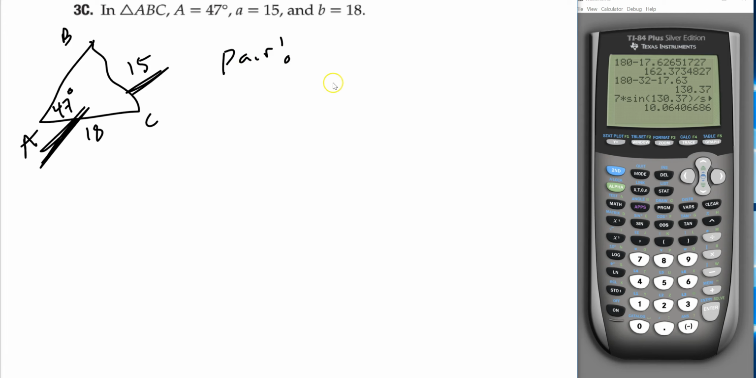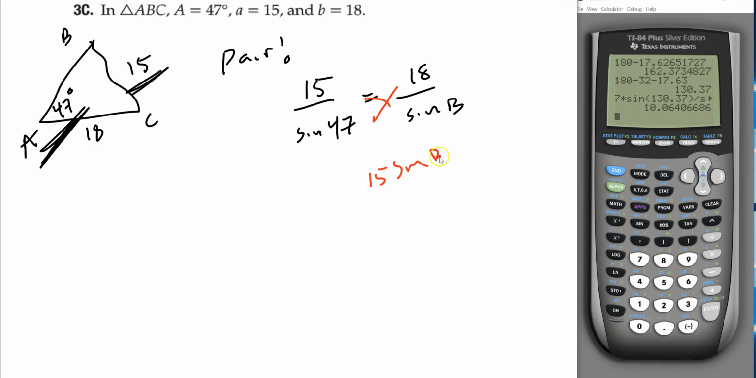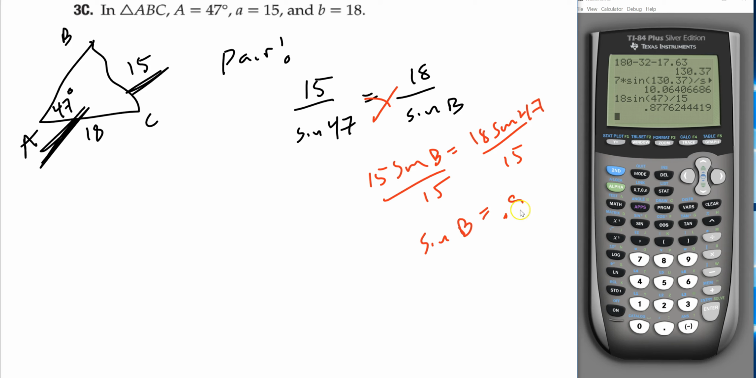So that means we can do law of sines. I'm going to do 15 over sine of 47 equals 18 over sine of B. Right? Solve it, do a little cross multiplication, blah, blah, blah. Get 15 sine B equals 18 sine 47, divided by 15. Sine B equals 0.8776. Now we're going to do sine inverse to both sides to get rid of the sine.